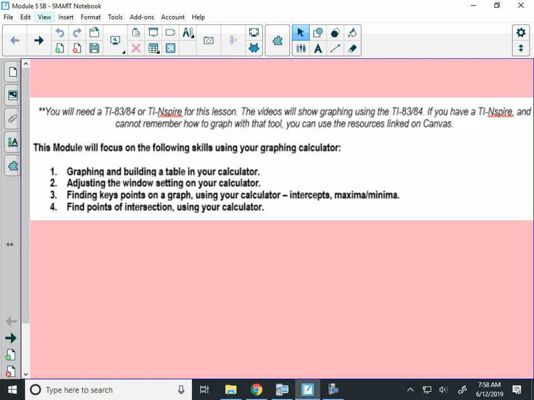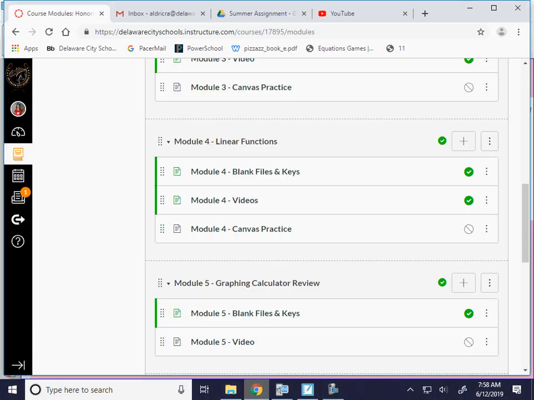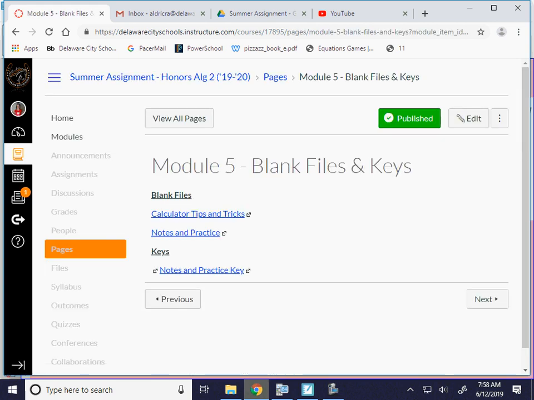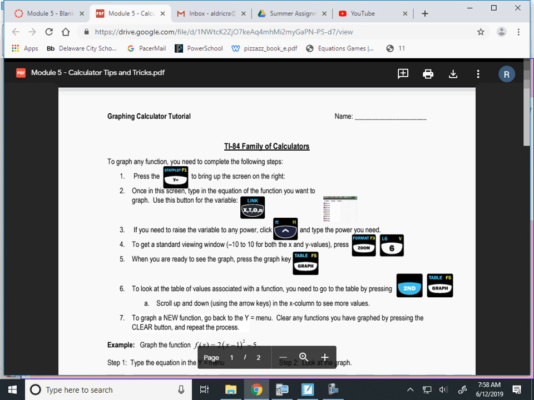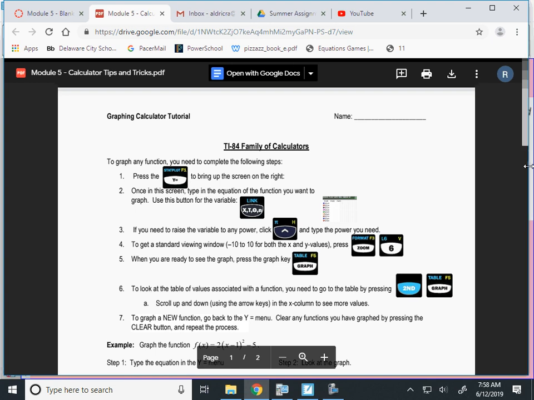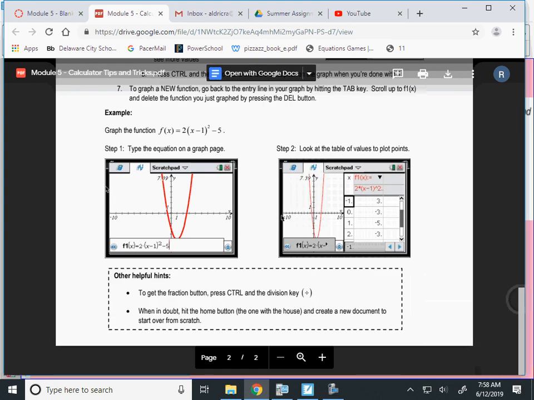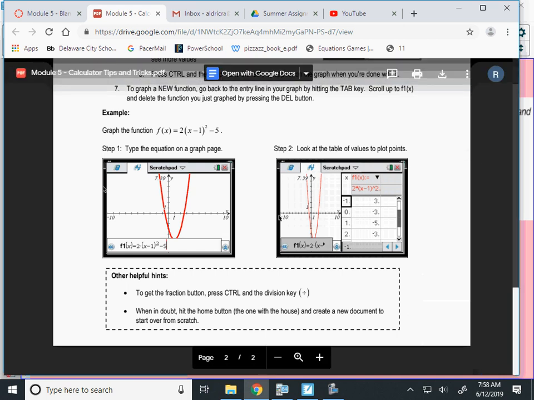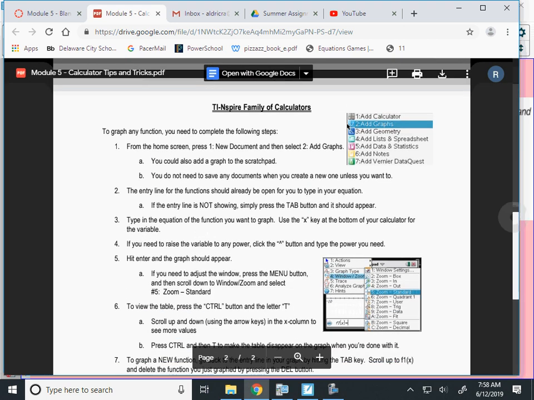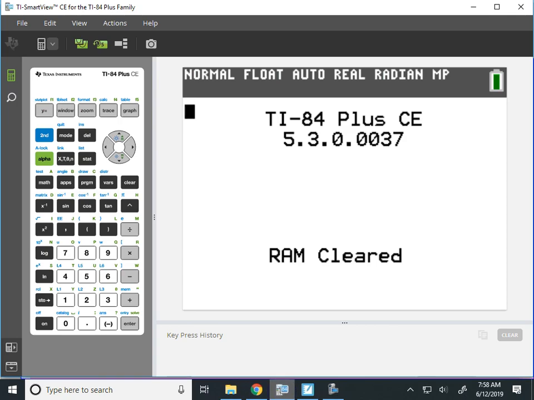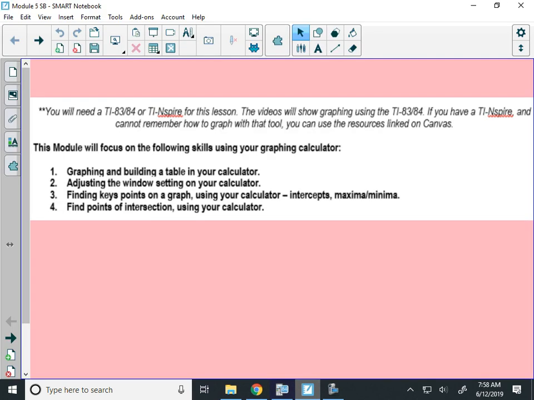If you have a TI-Inspire, there is, within the Canvas site, which I'll show you right here under Module 5, if you click on it, a calculator tips and tricks sheet that you can use. It's very basic, but it shows you a little bit about using the TI-84, the TI-83, and the TI-Inspire. So at least it'll help you with graphing so that you can get refreshed. I'll also post another link that'll have a little bit more information in case you need it. But Google is a good friend if you need help with the Inspire. I use Google a lot if I have a question about the Inspire calculator.